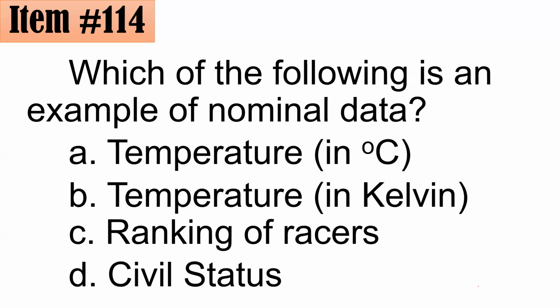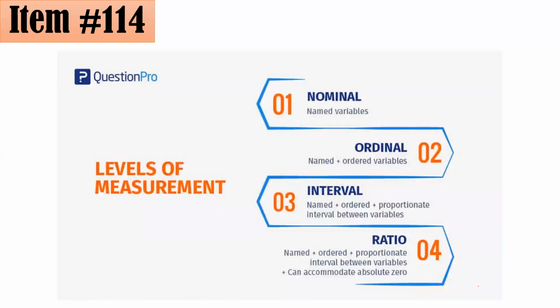We have what we call, for the levels of measurement, apat po sila. From lowest to highest, we have nominal, ordinal, interval, and ratio. Nominal is just named variables. No? Nominal data, it's more of categories, categorizing. Ordinal data, it also has the characteristics of nominal. It is named, pero meron lang ordering or ranking for ordinal. For interval, it has all the characteristics of nominal and ordinal data, plus there is an additional proportionate interval between your variables na po.